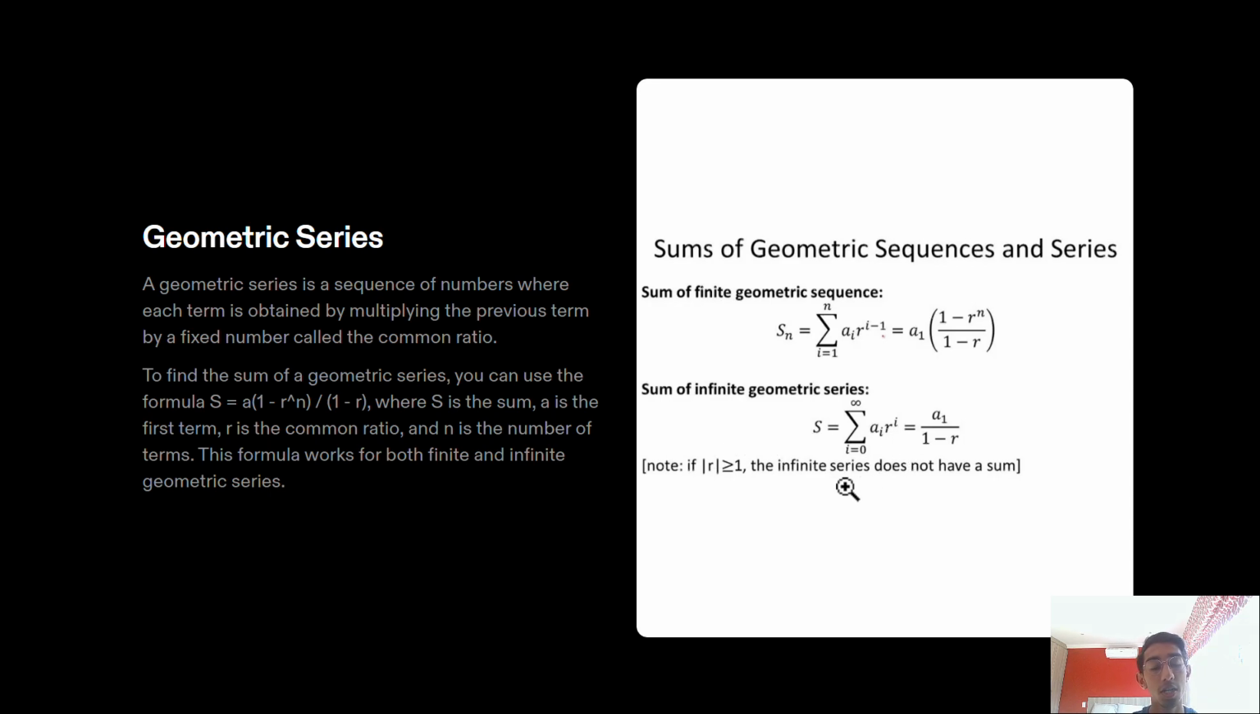Your r value has to be greater than -1, but less than 1, and obviously it cannot equal 0. And so use then this formula where a, being the term 1 value, is divided by 1 minus your constant ratio.